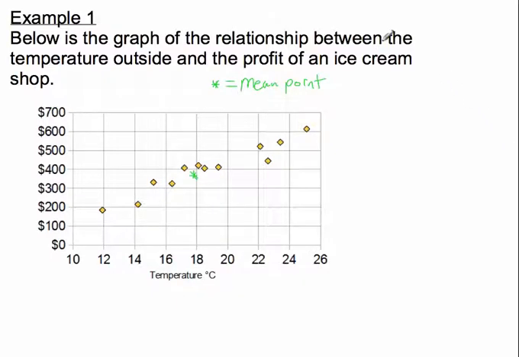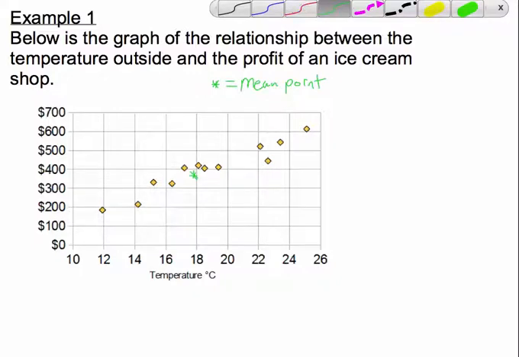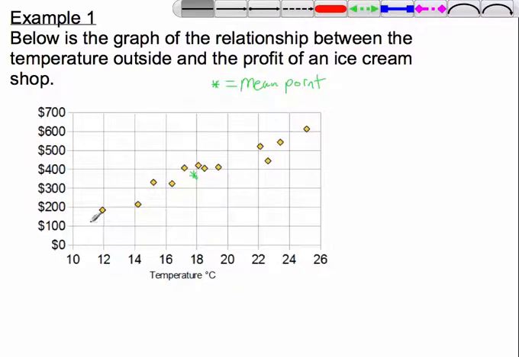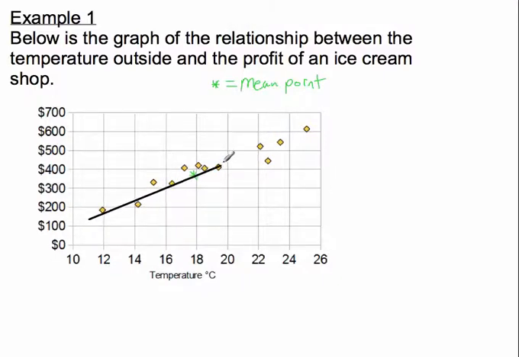Here we have a graph. Below is a graph of the relationship between the temperature outside and the profit of an ice cream shop. So we have a mean point and a bunch of points, so we can draw a line of best fit. I'm going to try and draw a line of best fit now through the mean point, and I'm going to go for right here. Let me see. So that looks about right. Okay, it goes through the mean point.